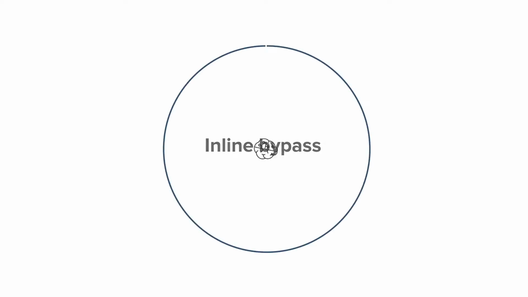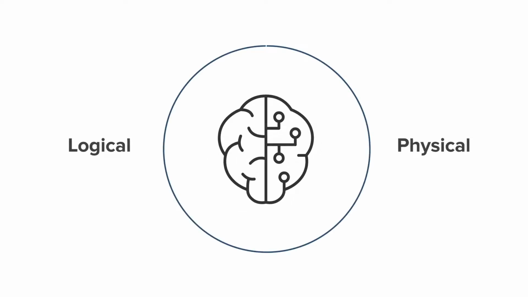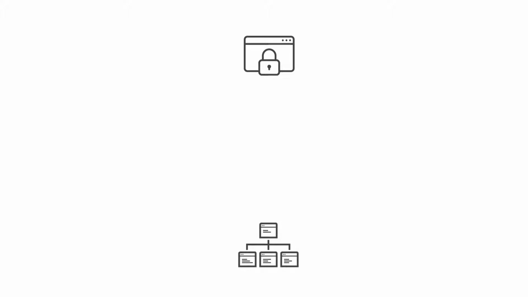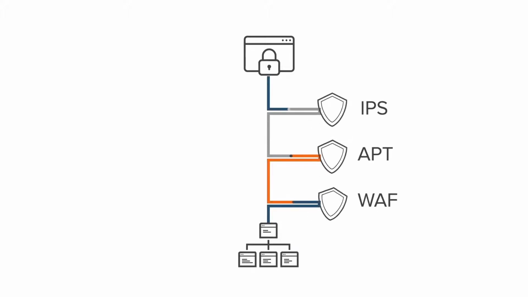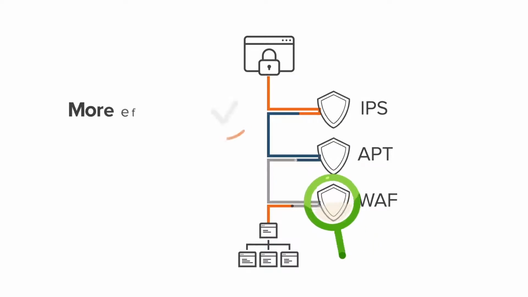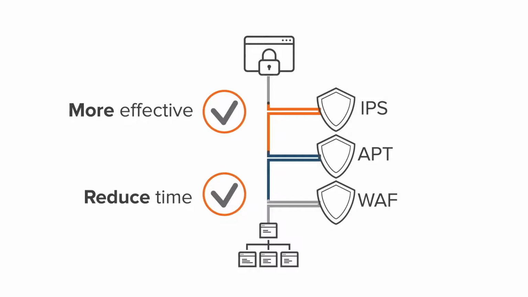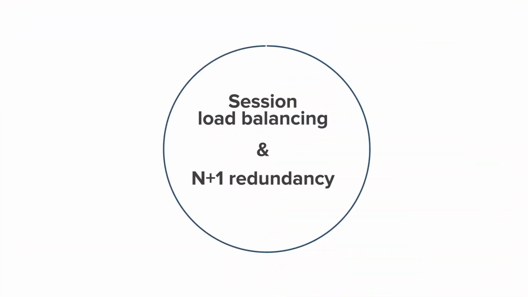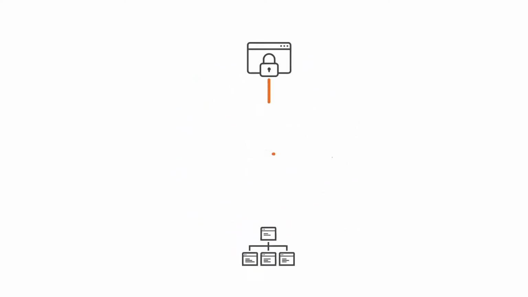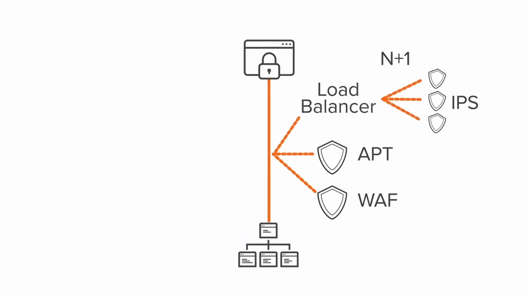It has the most advanced logical and physical inline bypass, complete with traffic intelligence that is configurable to pre-filter each feed. This means your security tools only see the data they're designed to inspect and protect, making them more effective and reducing the time needed to inspect traffic. With session load balancing and N+1 redundancy, the GigaSECURE solution also empowers the highest resiliency, ensuring failures in one security tool don't interrupt the whole network or bypass required security controls.